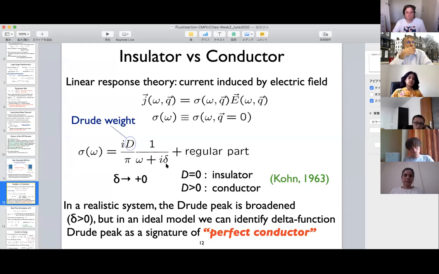But if you study conductivity as a function of omega in an ideal lattice model with perfect translation symmetry, then often you can find delta equals infinitesimal. So in that case, if you take the real part of sigma, you find a delta function peak. And this delta function peak in the real part of the conductivity shows that the system is really an ideal perfect conductor. So this is what you can usually find in textbooks.